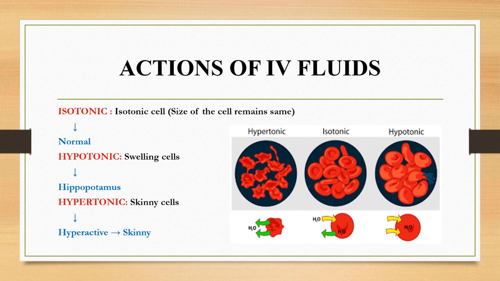Here we can see about the actions of IV fluids. That is how these IV fluids act on cells. So IV fluids are something we administer through vein. So that is considered as extracellular fluid. So if you administer isotonic fluid, as the concentration is same to the blood, it will not change anything in the cell. So the size of the cell remains same. Isotonic, normal.